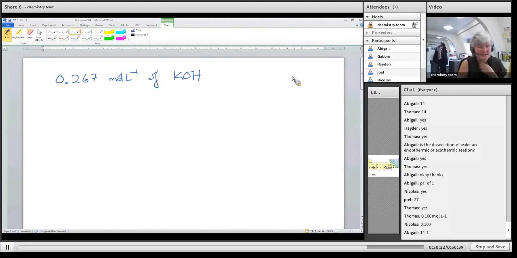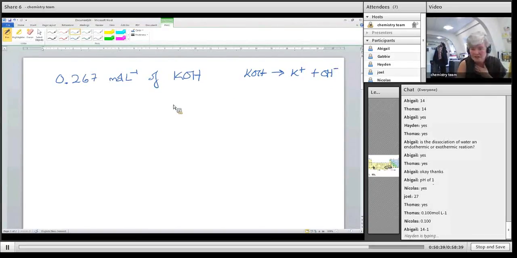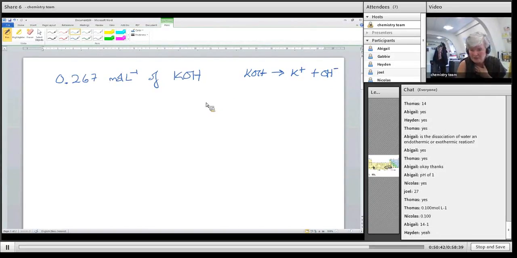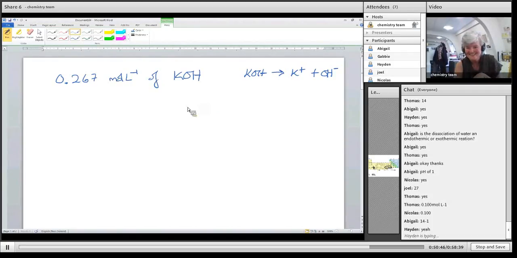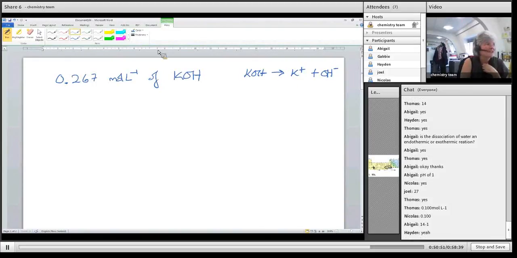So see, Hayden is typing. And if you're not sure, you always write equations to help you, because the equations will help you. They're nice representations of what is happening at particle level. I mean, it's got its limitations, but okay, so I think, is that what you were going to say? I was hoping you were going to type the answer there. Yeah, okay. So we don't have any hydronium ions, we've only got the hydroxide ions. So our pOH is equal to the negative log of the OH minus concentration.